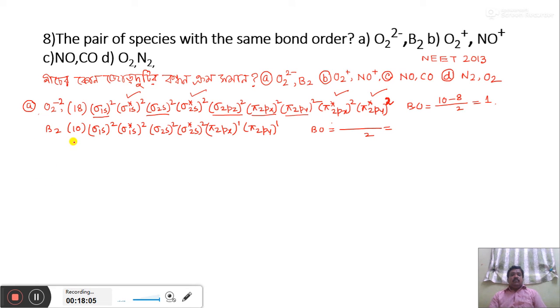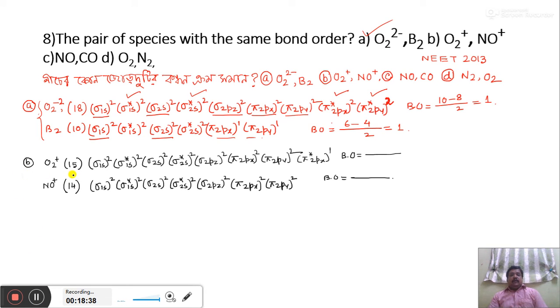In case of B2, total 10 electrons are present, and its electronic configuration is sigma 1s2, sigma star 1s2, sigma 2s2, sigma star 2s2, pi 2px1, pi 2py1. The 4 BMO contain 6 electrons and 2 ABMO contain 4 electrons, so its bond order value is also 1. So O2 2 minus and B2 have the same bond order, so option A is the correct one.